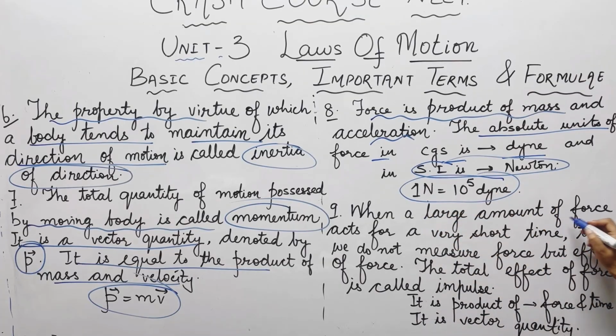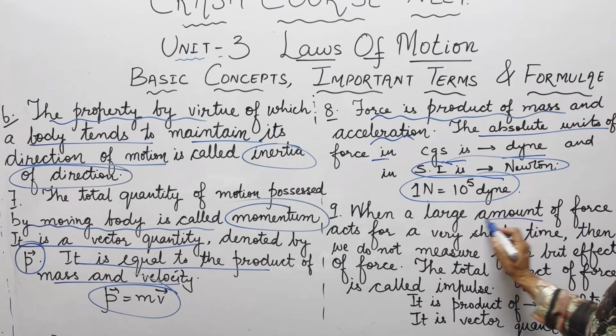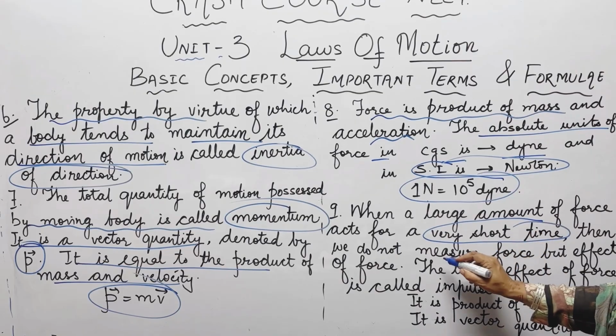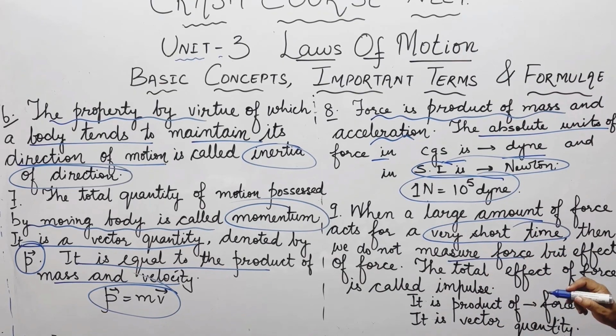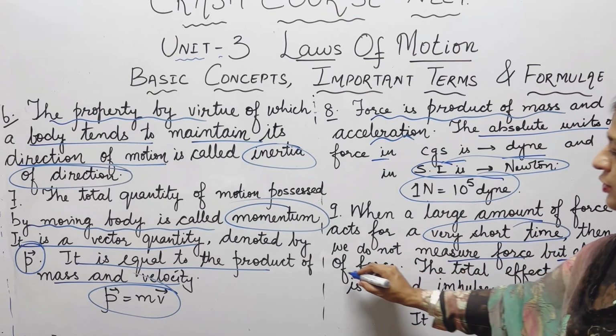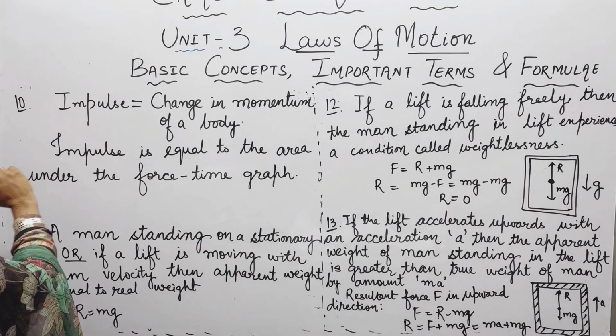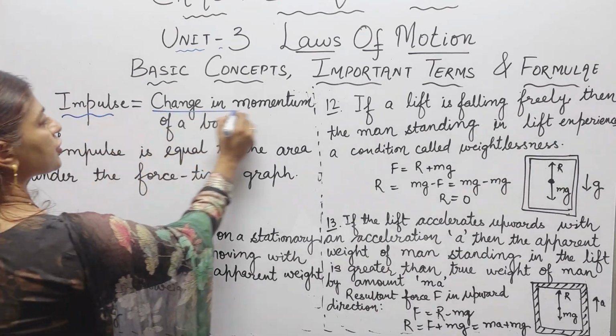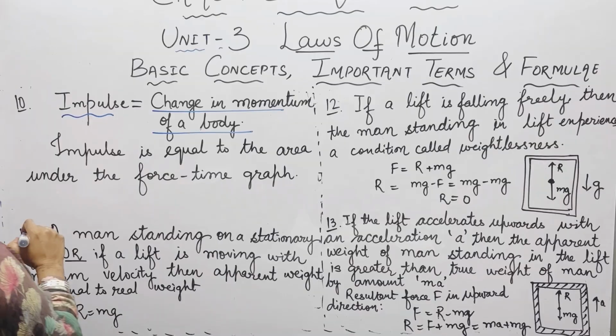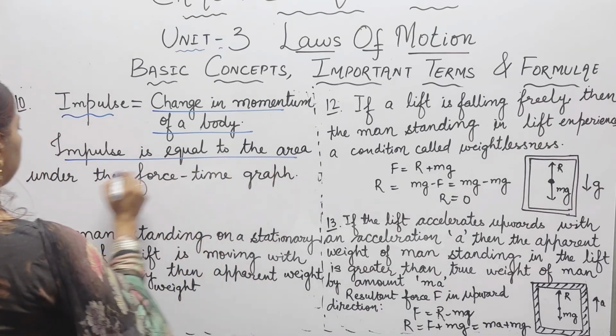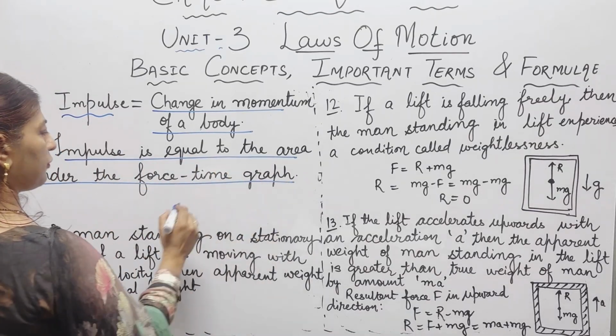When a large amount of force acts for a very short time, then we don't measure the force, rather we measure how much is the effect of force, and that effect of force is called the impulse. It is the product of force and the duration of time for which the force has been applied. It is a vector quantity. The next point is about impulse. It is the change in momentum of a body. Impulse is equal to the area under the force-time graph.